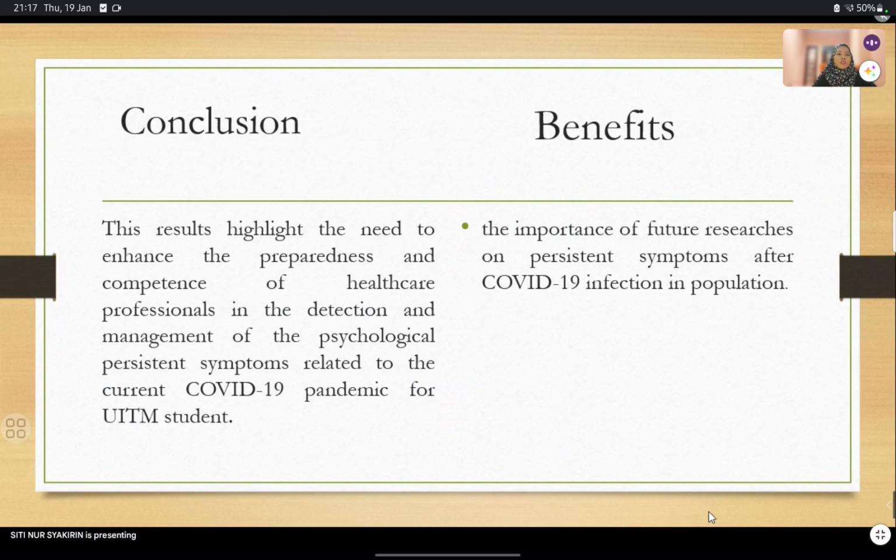And the benefit from this study is that future researchers can discover more on how the effect of student and also non-COVID syndrome itself.